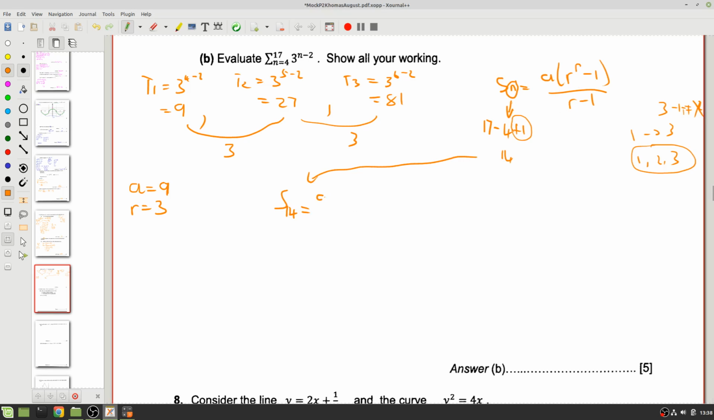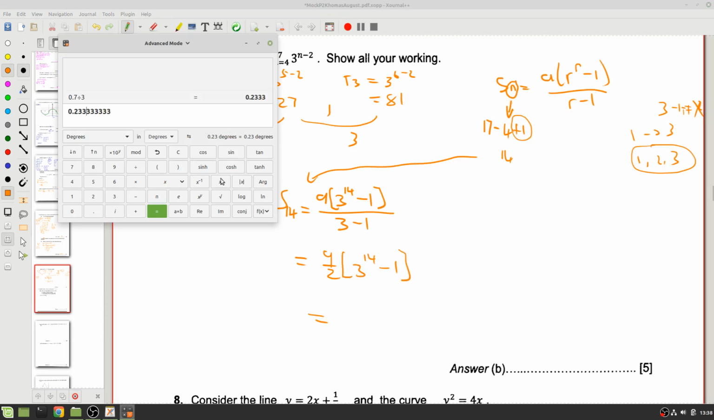We just plug it into this formula. a is our first term, which is 9, and then r is our ratio, 3, to the power n, which is 14, minus 1, over r minus 1. We can just type all that in our calculator. I'm going to simplify this a little bit: the denominator is already a 2, so I'm going to write 9 over 2, and then 3 to the power 14 minus 1, which is a bit too big for me to do in my head, so that's where the calculator comes in. I'm going to do the bracket part first, 3 to the power 14 minus 1.